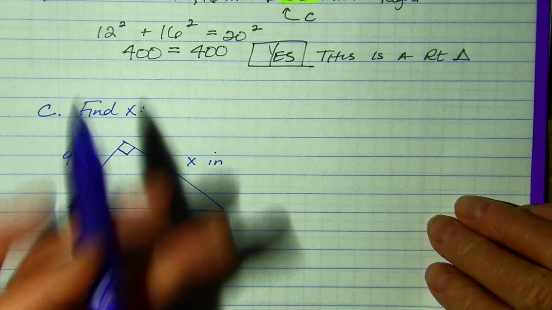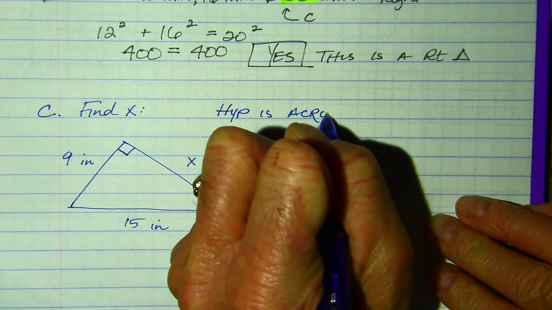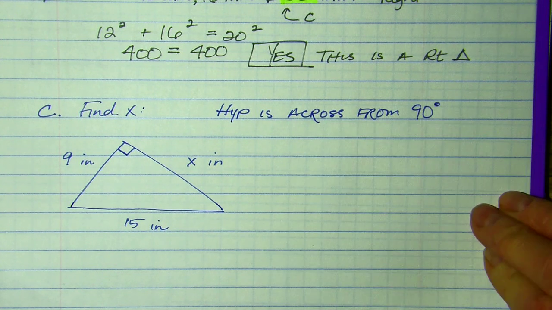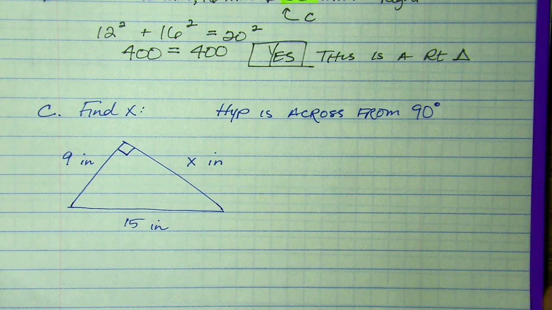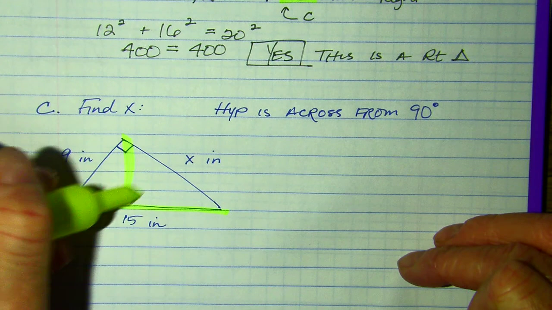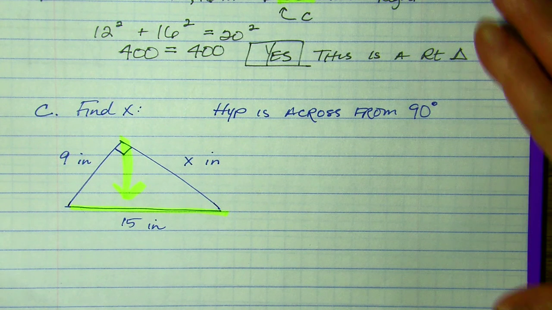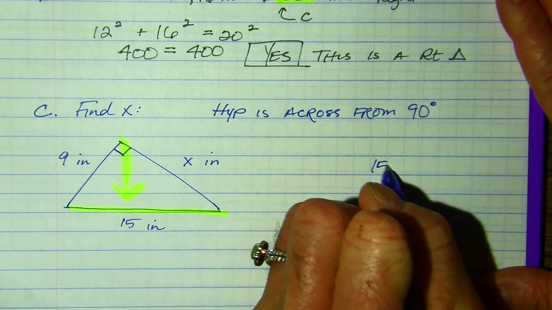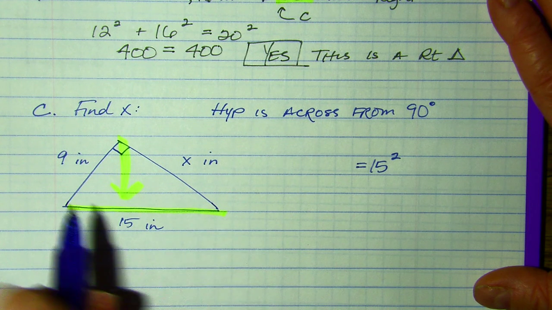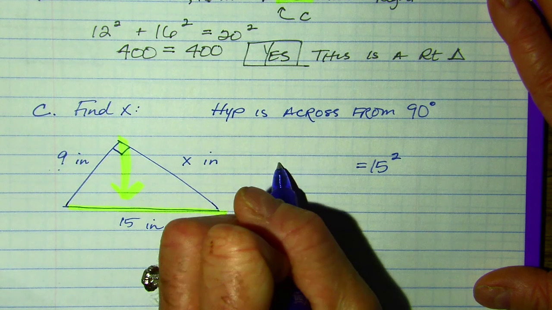Now remember, our hypotenuse is across from the 90-degree angle, but it's also your longest side. So not only is this the hypotenuse because it's across from the 90 degree, but it's also, if you use your fingers, the longest side there. So I know 15 is my hypotenuse. So 15 squared must equal, it doesn't matter what order you write. You could write x squared first or 9 squared first. It wouldn't matter.